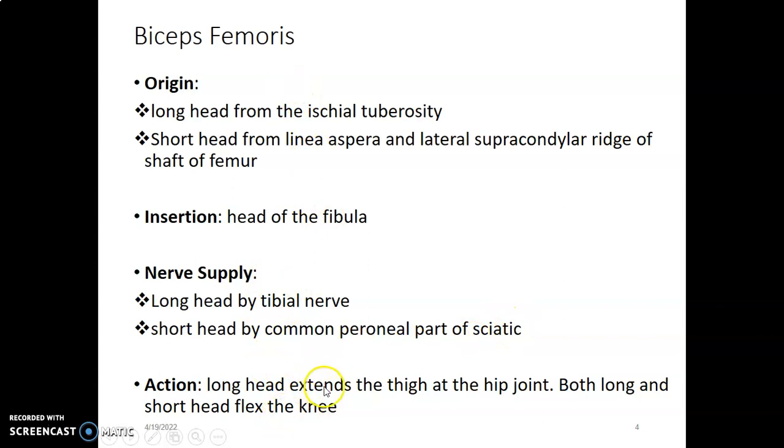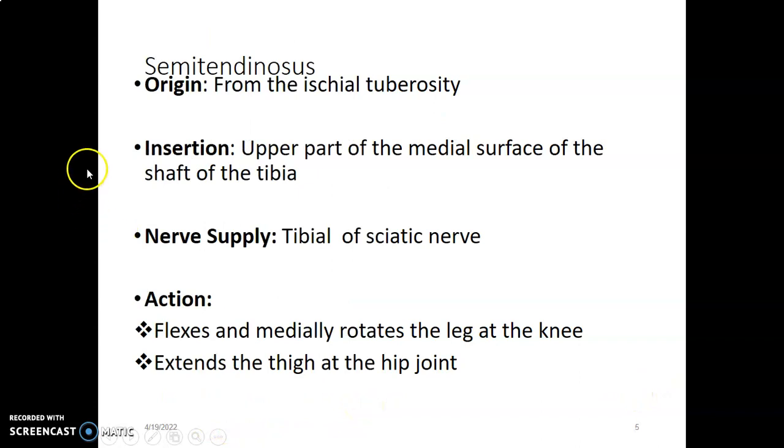Biceps femoris causes extension of the thigh, the long head. Remember, it's from the ischial tuberosity, so it crosses the hip joint. It will cause extension of the thigh at the hip joint, and both the long and the short head cross the knee, so they will cause flexion at the knee.